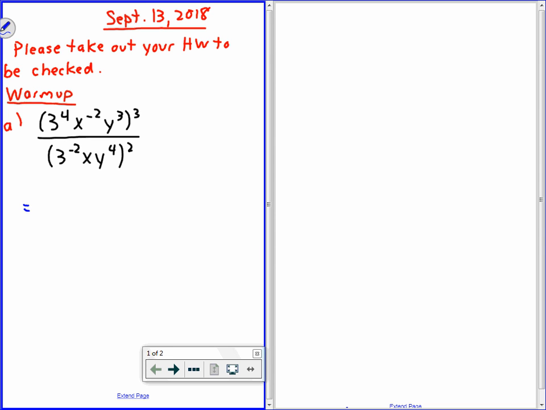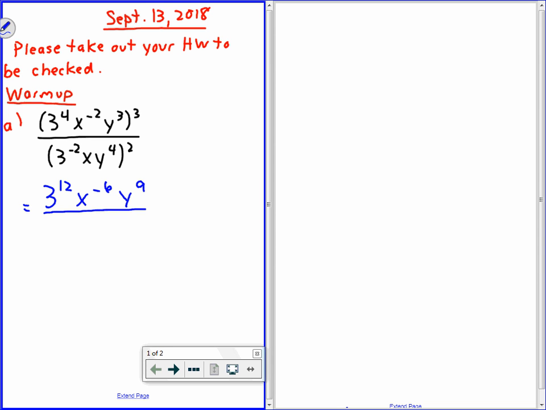So for those that weren't here yesterday, if you're having an exponent outside, it's like multiplying the exponents. So this is going to change to 3 to the 12, x to the negative 6, and y to the 9. Is everyone okay with that? If there's something to an exponent, you're going to multiply the exponents. Okay? Everyone else okay? All right.